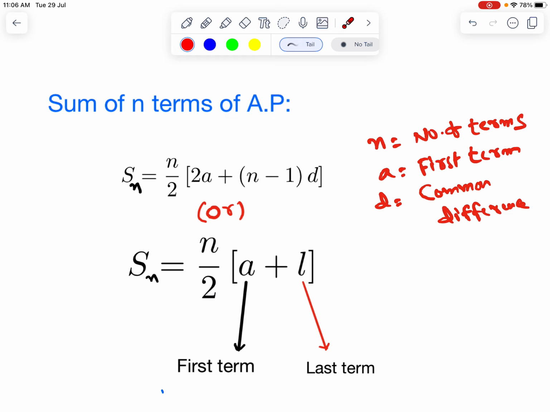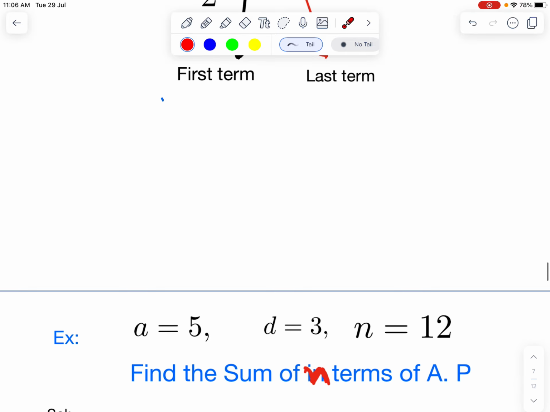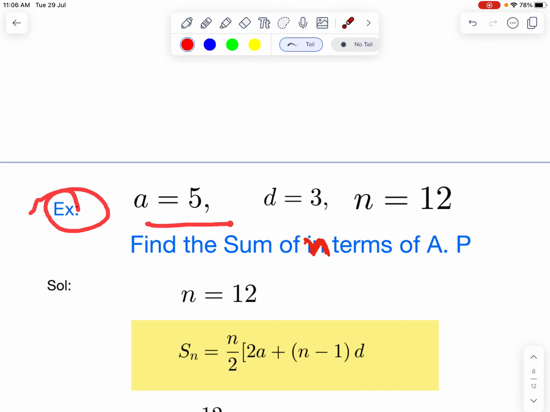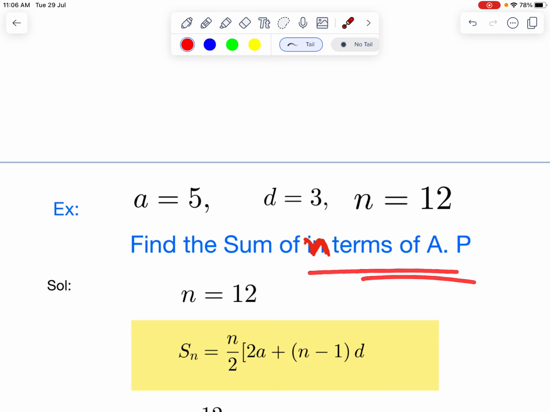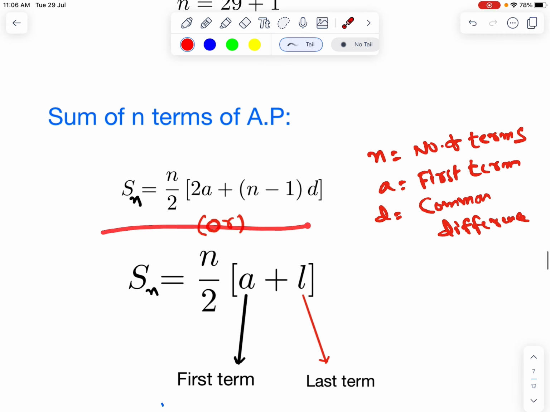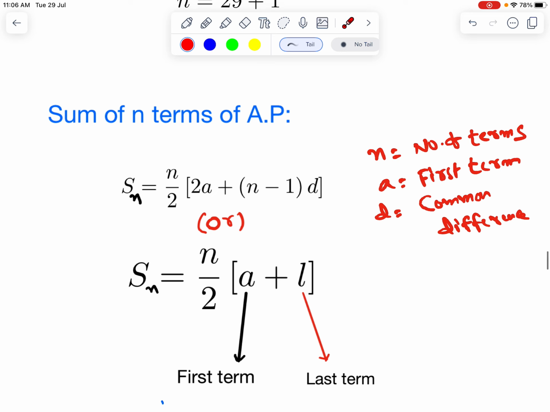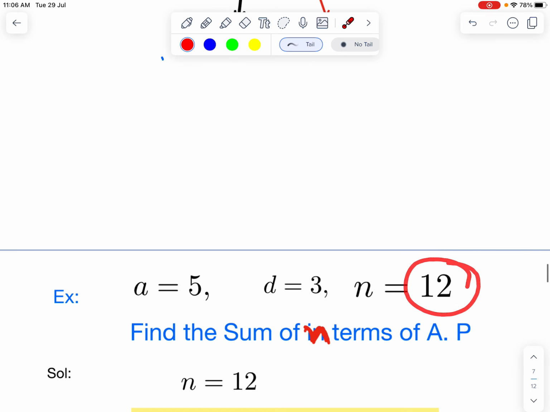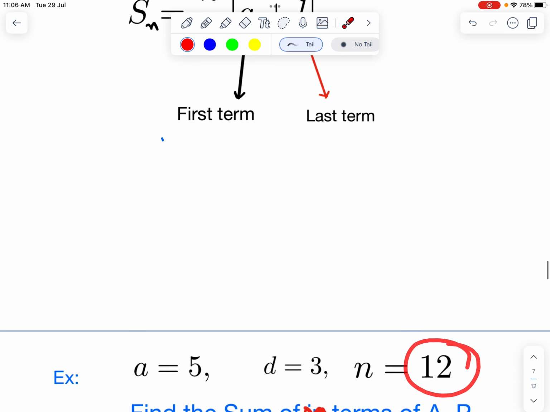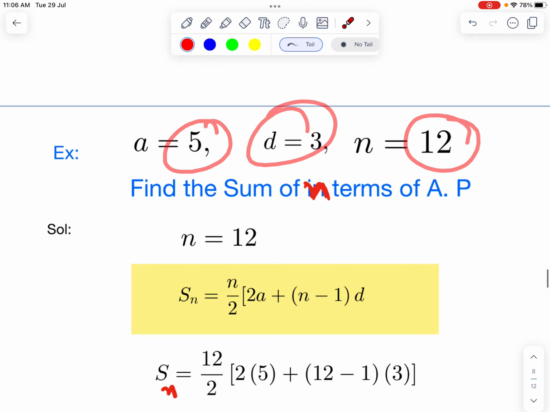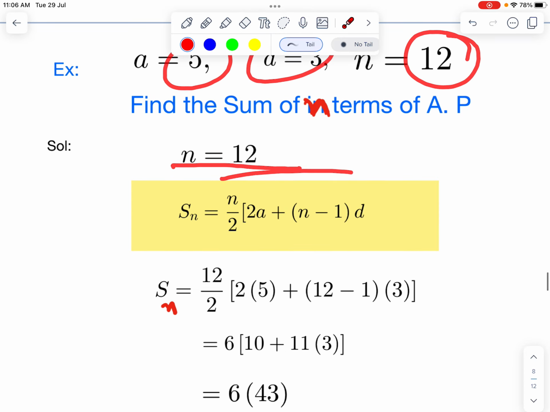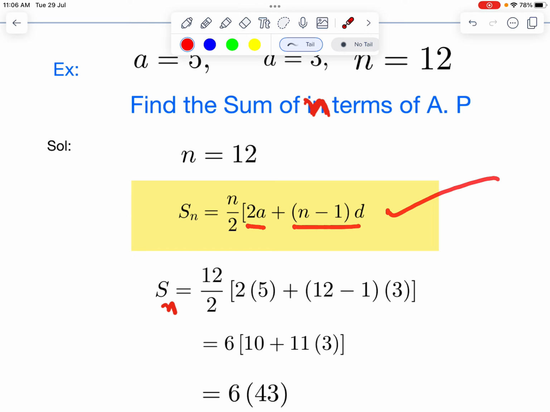Suppose in this sum, I am giving examples to you. First question. Example: a is equal to 5, d is equal to 3, n is equal to 12. Find the sum of n terms of AP. First of all, there are two formulas. Which formula can we use? First formula, because here n is given, a is given and d is given. Therefore, n is equal to 12. Formula: Sn is equal to n by 2 into 2a plus n minus 1 into d.